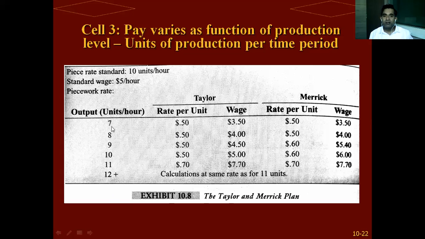Let us consider an employee who has produced 7 units per hour. The rate per unit is $0.50 per unit. So 0.5 into 7 units, that is $3.5. This employee will earn $3.5 under the Taylor differential piece rate system, and the same employee will also earn the same amount, $3.5, under the Merrick multiple piece rate system. As we go further, you will see how the wages differ.